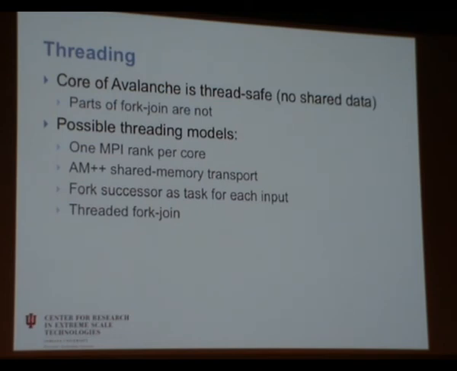And so we could instead run multiple AM++ processes per system process, or special node types that will fork their successor as a task for each input in some sort of work stealing system like TBB, or have a threaded fork join model.